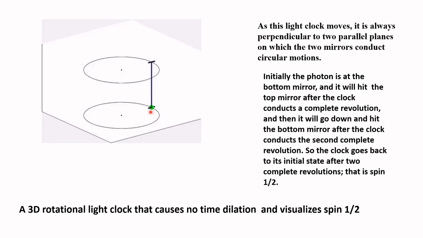Initially, the photon is at the bottom mirror, and it will hit the top mirror after the clock conducts one complete revolution, and then it will go down and hit the bottom mirror after the clock completes another revolution. So you can see here that the clock goes back to its initial state after two complete revolutions. That is the spin half.